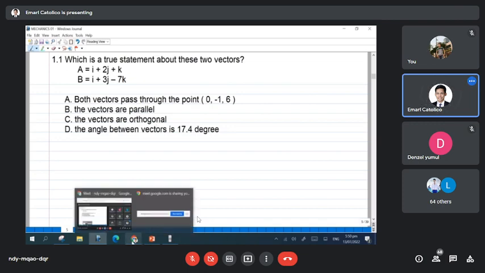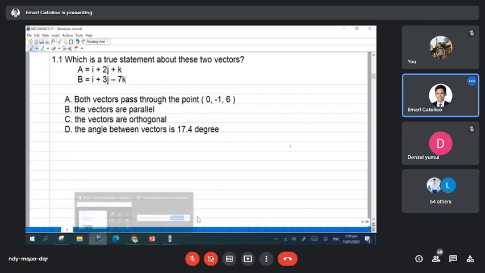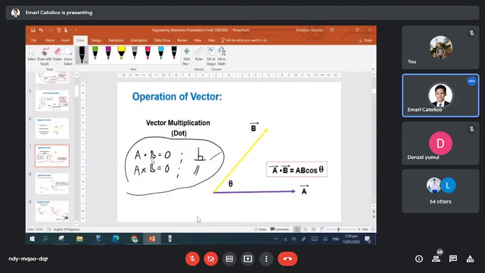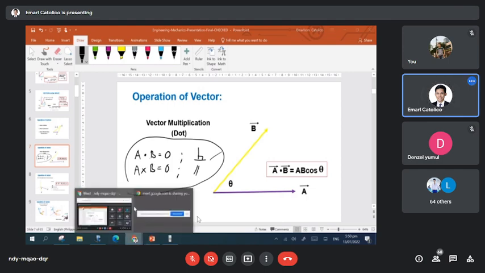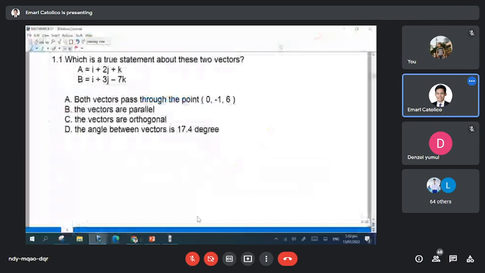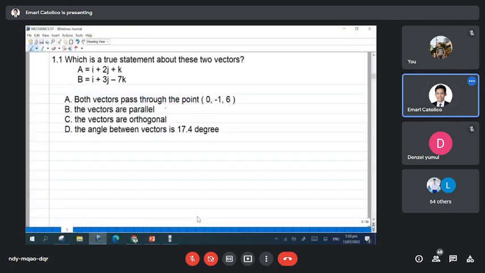Anong letter? Since the dot product is equal to 0, anong letter yan? Walang sumasagot. Orthogonal set. Ayun. So, letter C. So, the vectors are orthogonal. Another term for orthogonal is perpendicular.